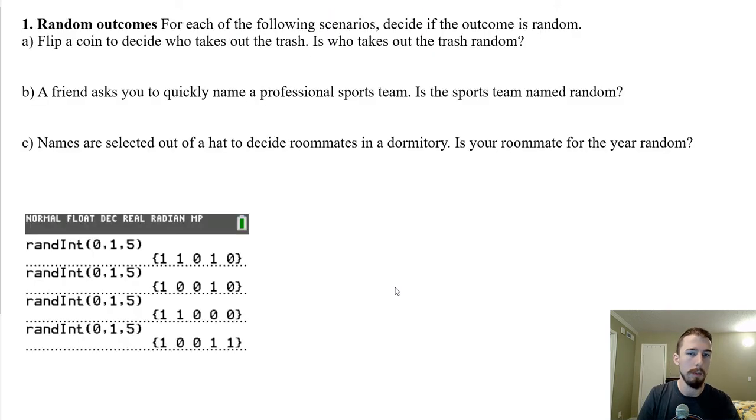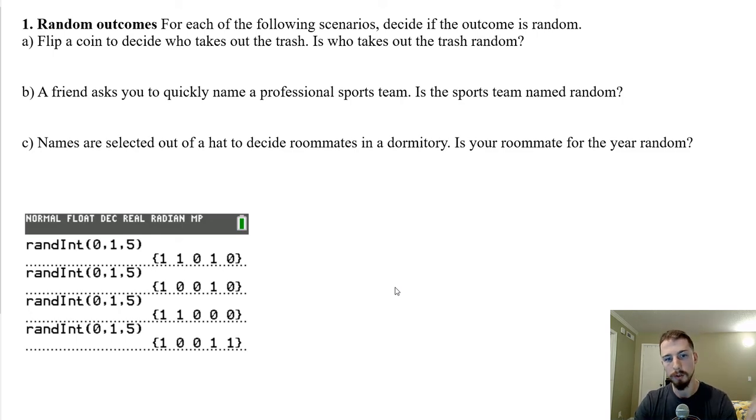Okay, so let's look at number 1, random outcomes. For each of the following scenarios, decide if the outcome is random. For it to be random, the main point we need to make is that no one knows what the outcomes are going to be. We know what they can be, but no one knows what's going to happen for this specific outcome. So if we flip a coin to decide who takes out the trash.